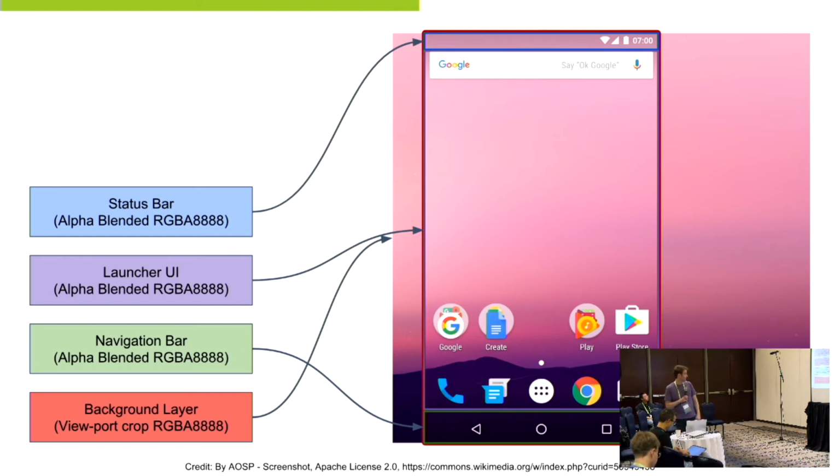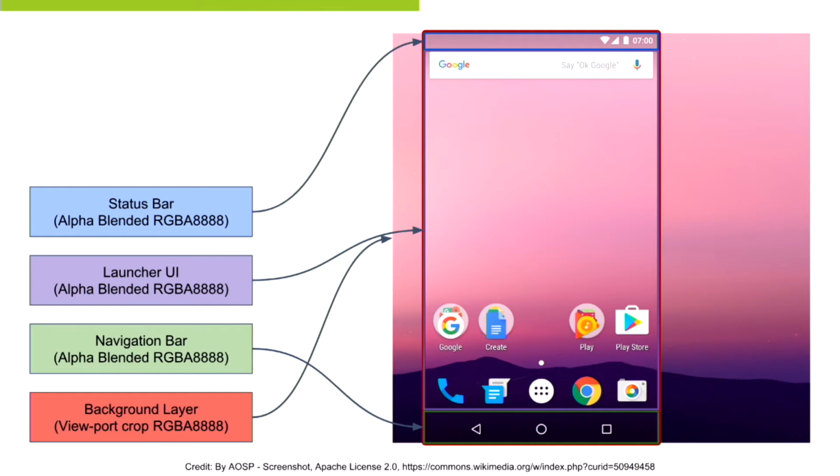To illustrate how this might be useful, here's a standard Android home screen. We've got 4 simple layers: a status bar, launcher UI, navigation bar, and a background layer. All of these are 32-bit alpha blend buffers. The only one that's maybe interesting is the background layer, which might be a fairly large buffer that we're doing a viewport crop on.